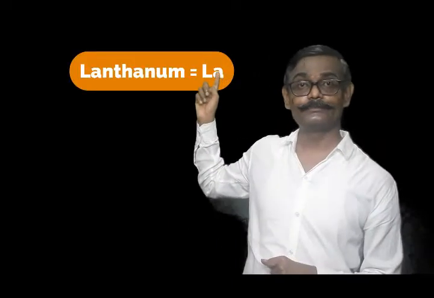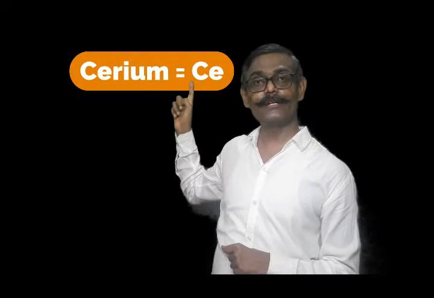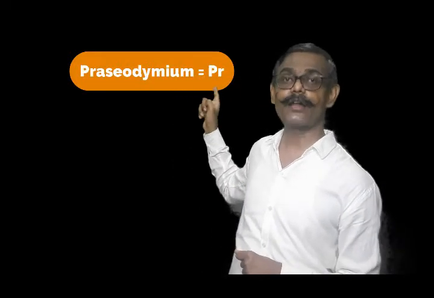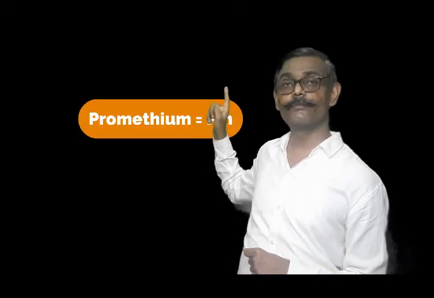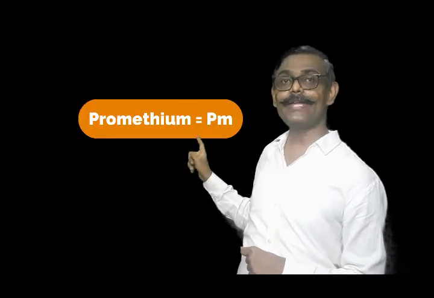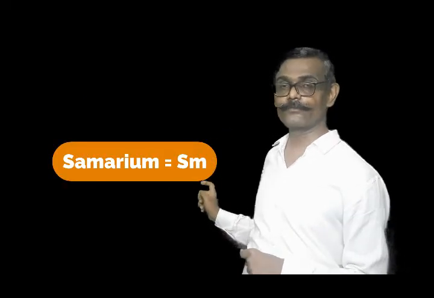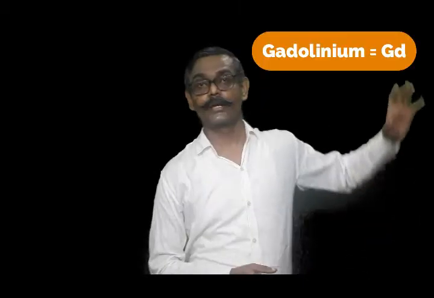What are the symbols for them? Lanthanum, La. Cerium, Ce. Praseodymium, Pr. Neodymium, Nd. Promethium, Pm. Samarium, Sm. Europium, Eu. Gadolinium, Gd. Terbium, Tb.